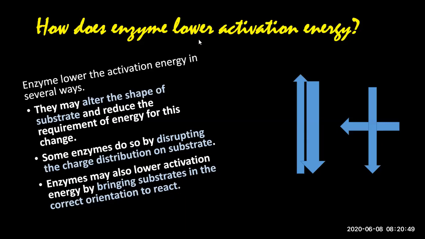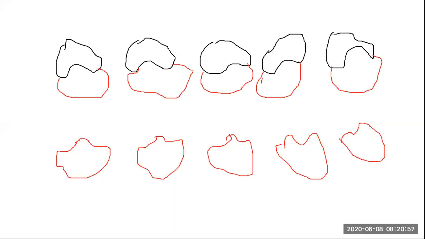Let me share screen. Whiteboard. For example, this is the shape of the substrate, and it has to convert into product. And as soon as it is going to convert into product, let's say it requires 5,000 kilojoules. But if you lower the demand, the reaction is going to proceed faster.